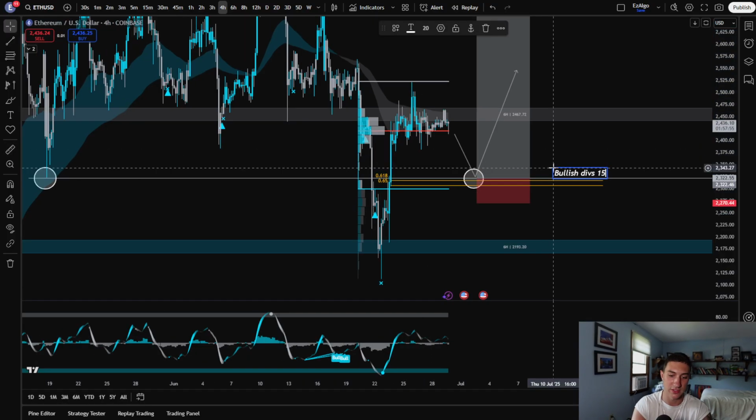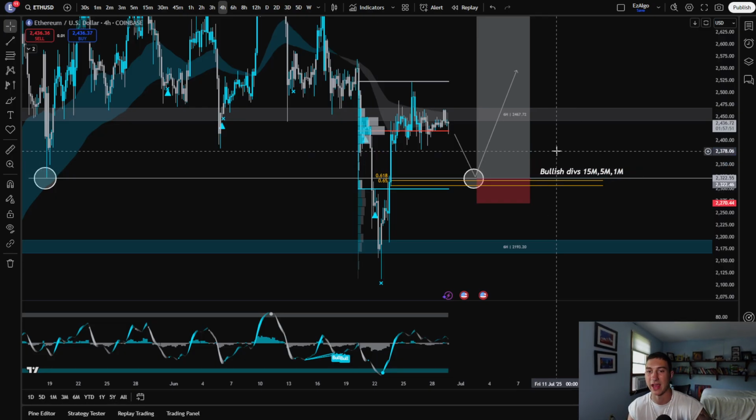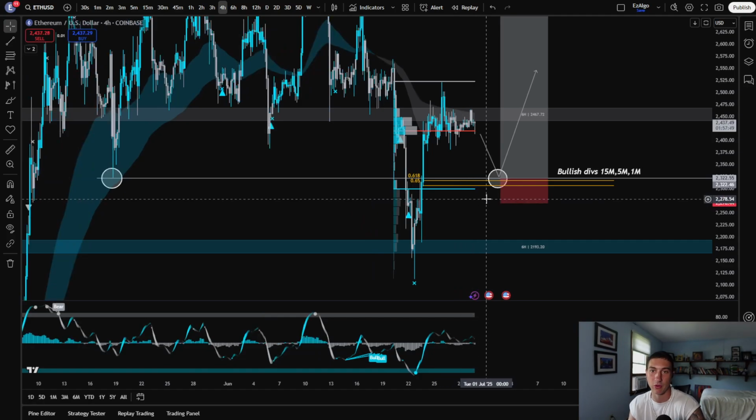And look for bullish divs across 15-minute, 5-minute, even down to 1 minute if you really wanted to pinpoint that entry. I'm not sure if I would set limit orders here. If you do, keep in mind, it's going to be slightly higher risk.